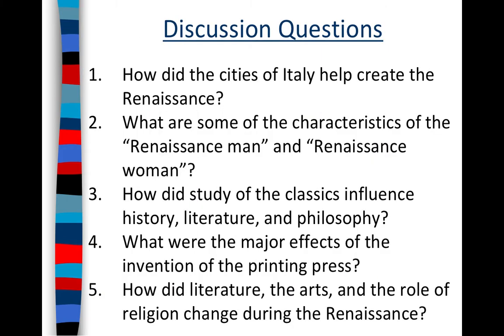All right, let's look at your discussion questions. Number 1, how did the cities of Italy help create the Renaissance? Number 2, what are some of the characteristics of the Renaissance man and Renaissance woman? Number 3, how did the study of the classics influence history, literature, and philosophy? Number 4, what were the major effects of the invention of the printing press? And number 5, how did the literature, the arts, and the role of religion change during the Renaissance? Make sure you answer these in your notes and then put your notes in your notebook.